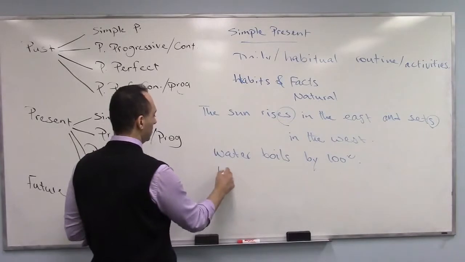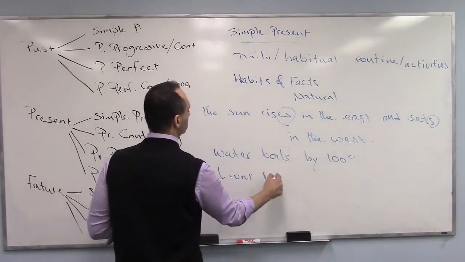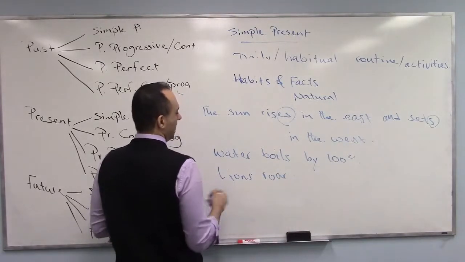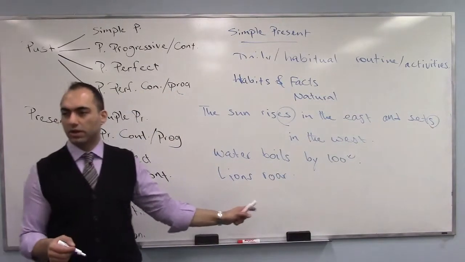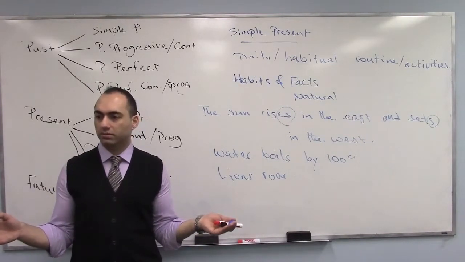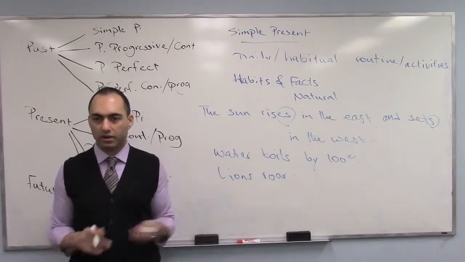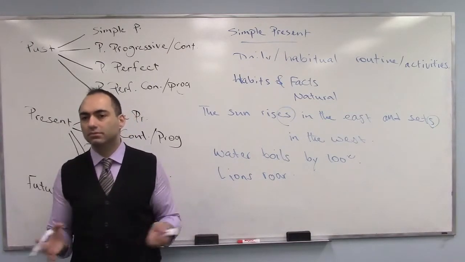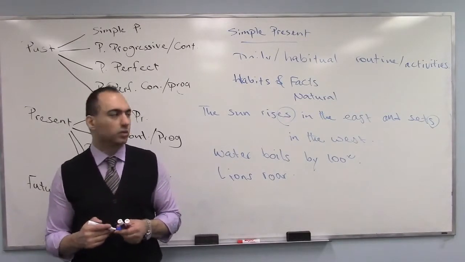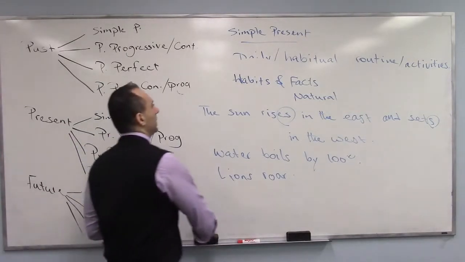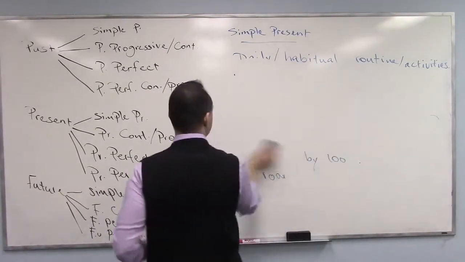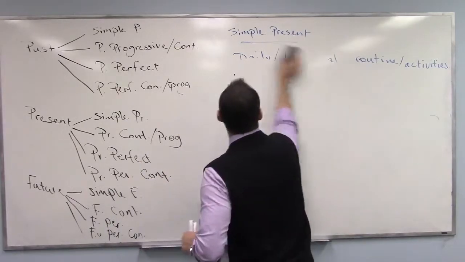Lions roar. Yeah? Horses neigh. The sound of a lion is roar, right? Dogs bark. Woof, woof, right? Dogs bark. Naturally, dogs bark. So, yeah, very simple. Now, how about present continuous or present progressive?